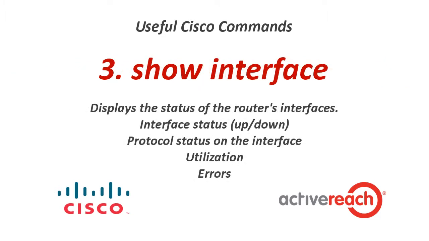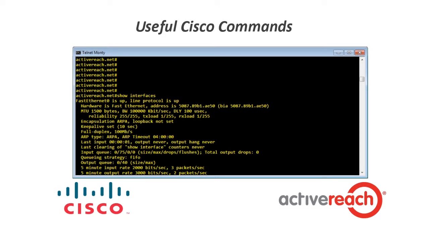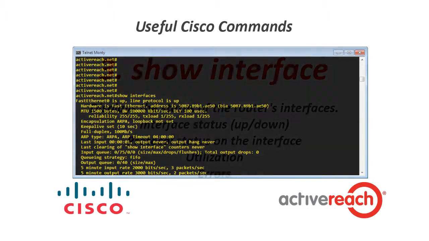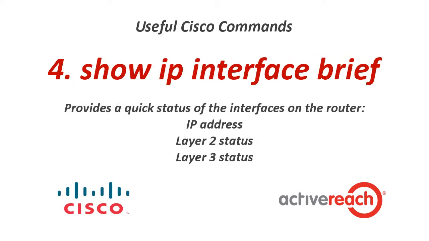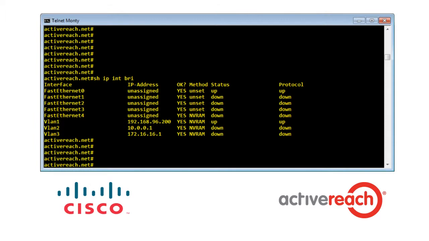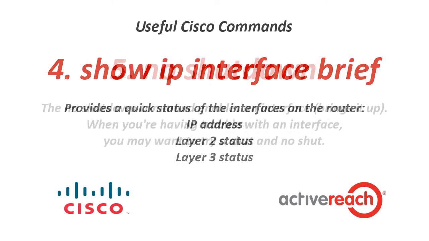The show interfaces command will display the status of the router's interfaces, showing you if they're up or down, the protocol status, and if there are any errors on the interfaces. Show IP interface brief is a very handy way to have a look at a quick overview of the interfaces on the device, including the IP address, layer 2 status and the layer 3 status.